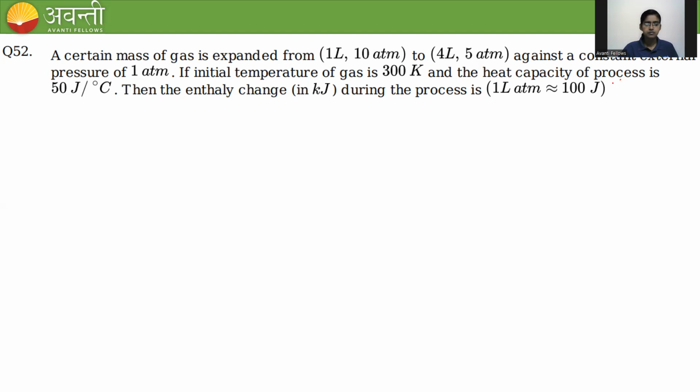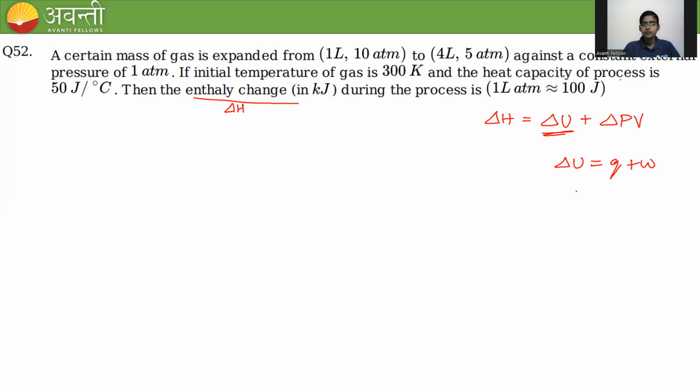It is given. So what we have to do is find out the change in enthalpy, so we have to find out delta H. Okay, this is what we have to find out. To find out delta H, we need delta U plus delta PV. To find out delta U, what we need? Delta U is equal to Q plus W, right?